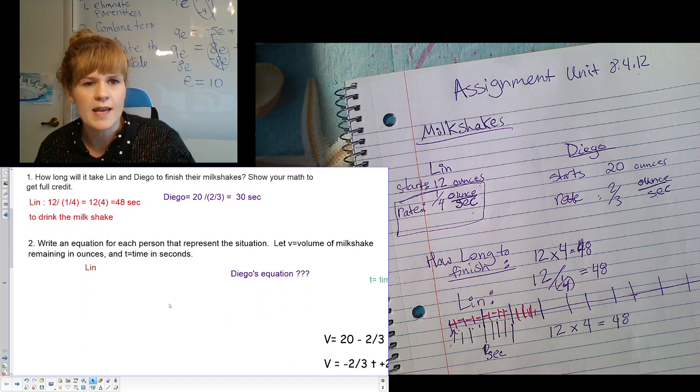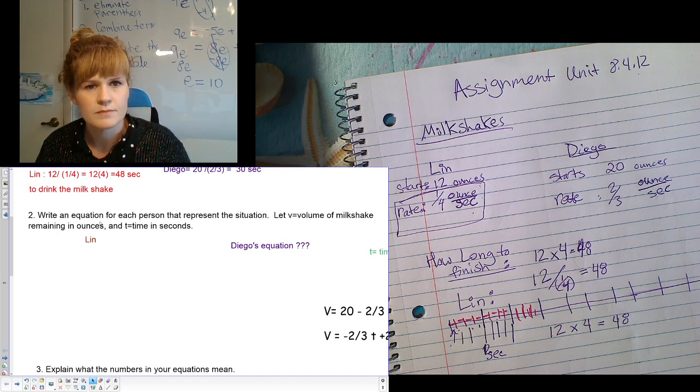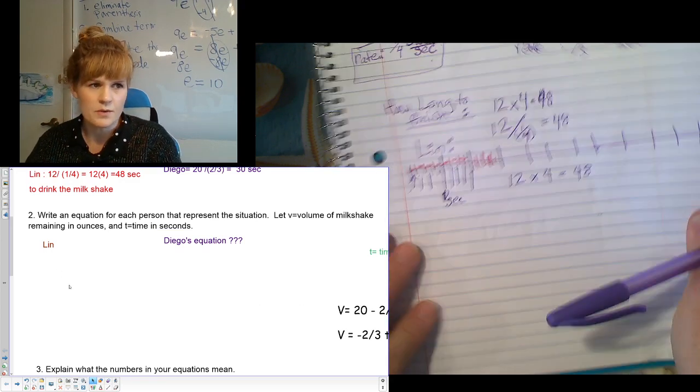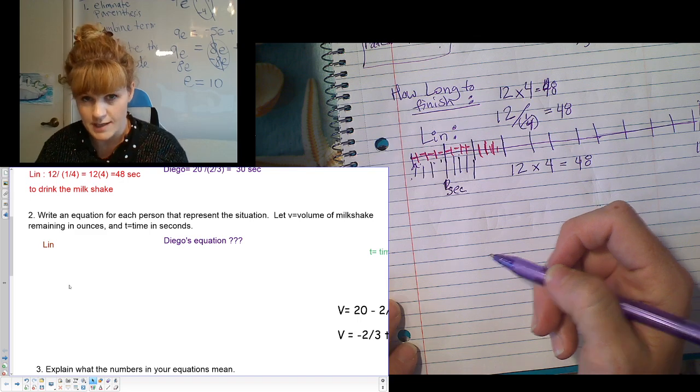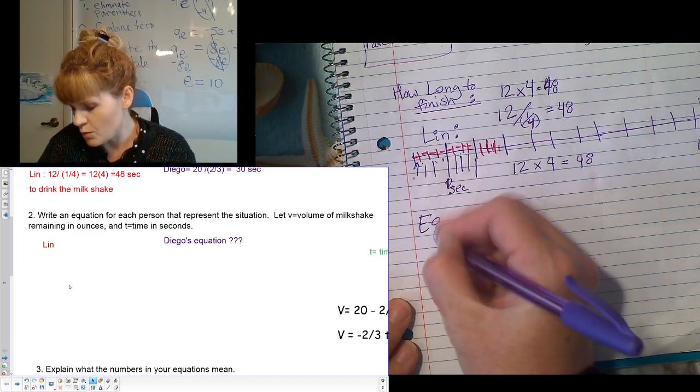Question number 2 says, write an equation for each person that represents the situation. This is Lynn's equation. And then what is Diego's equation? Okay, so you're going to do this in your notes before you do it on your slides, right? Go ahead and put in your notes what you're doing.